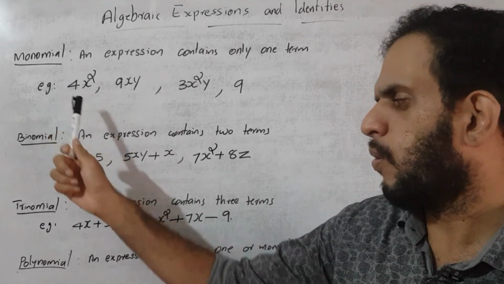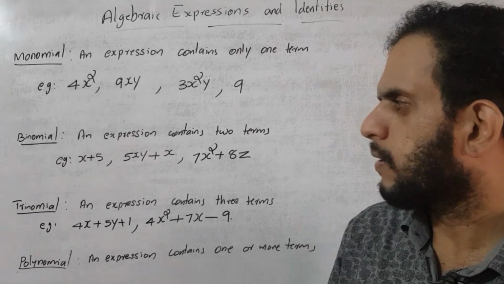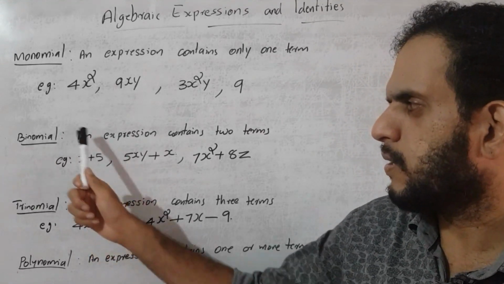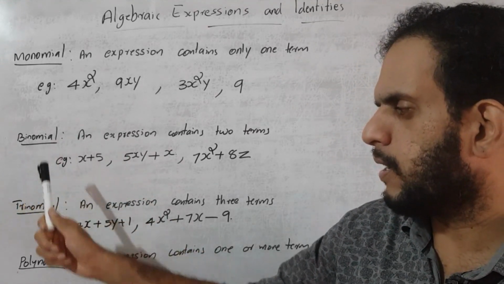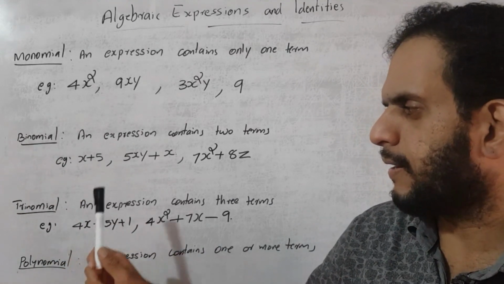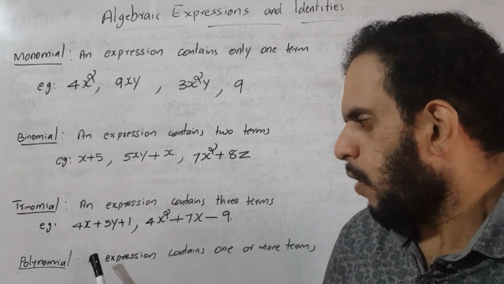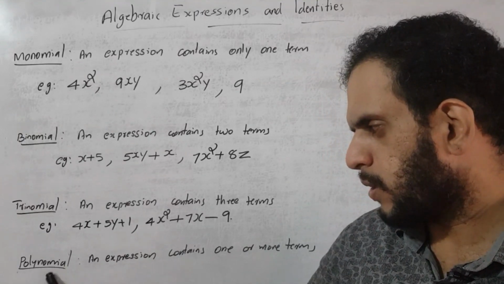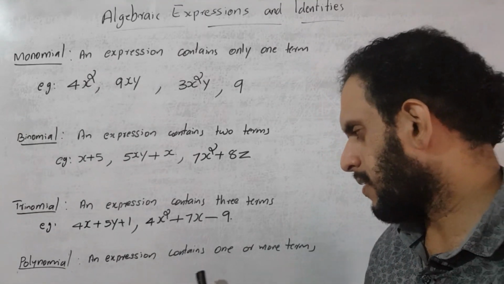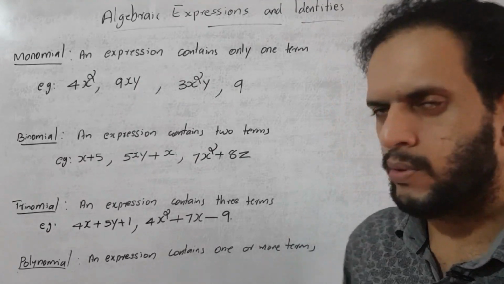The monomial, binomial and trinomial together we call polynomial, because if there is one term then it is called a monomial. A monomial is a polynomial. If it contains two terms, it is called a binomial. A binomial is also a polynomial. And a trinomial is an expression that contains three terms, so that is also a polynomial. Why? Because a polynomial means an expression that contains one or more terms.